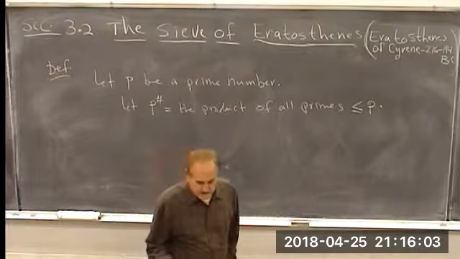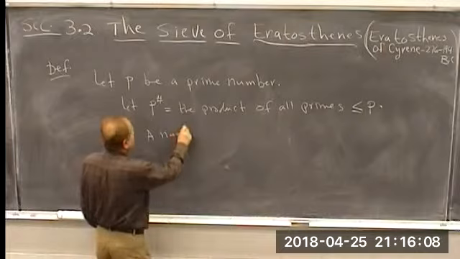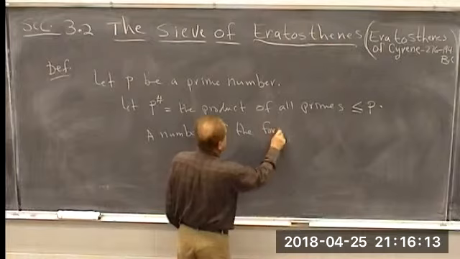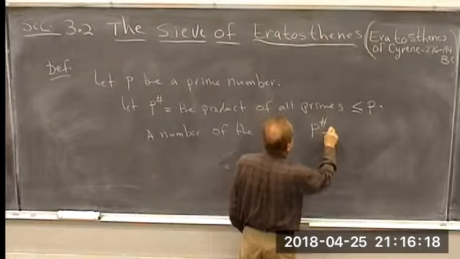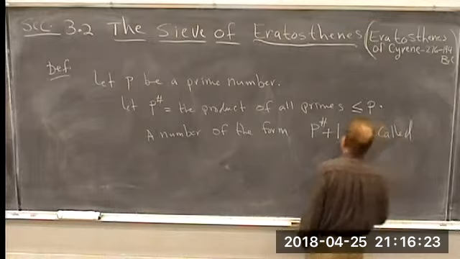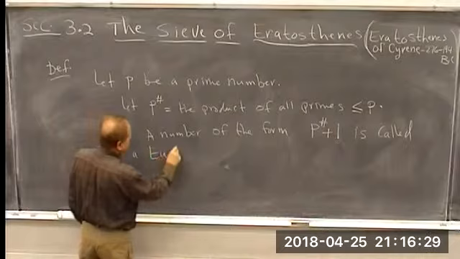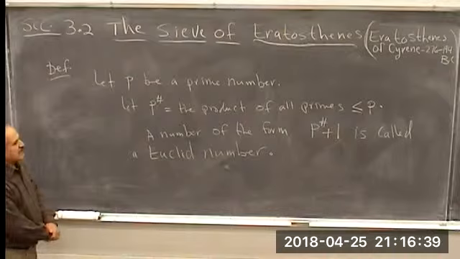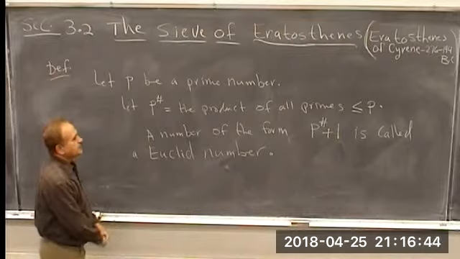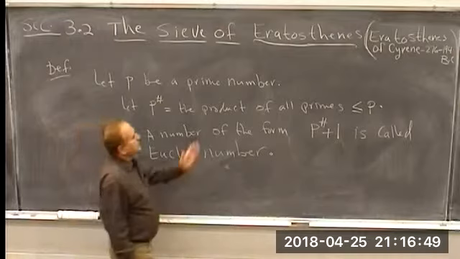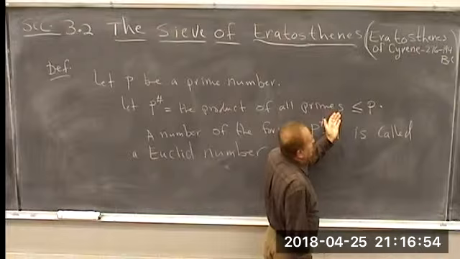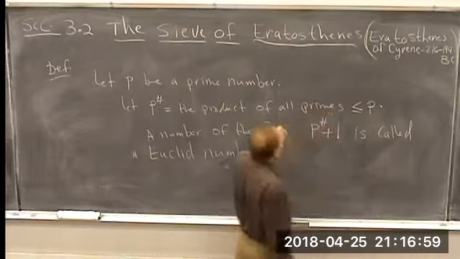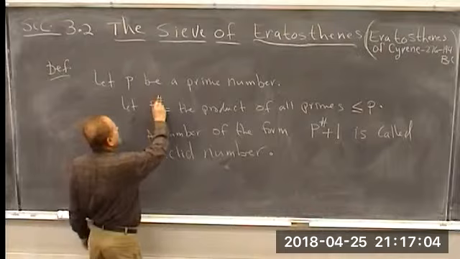Then a number of this form, p-bound plus 1, is called a Euclid number. And again, it's appropriate because basically this is the argument that Euclid actually used. He took the product of all primes, actually, except we assume that there are finitely many, and then he took the product of these and added one. Here, it's just a modification of that because we're taking p-bound as the product of all the primes up to p, and then we add one to it.